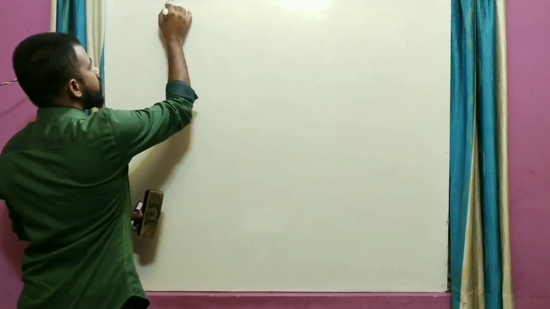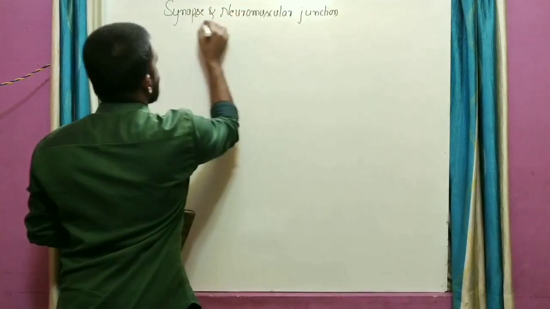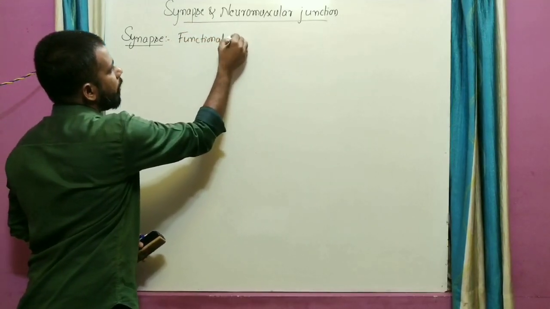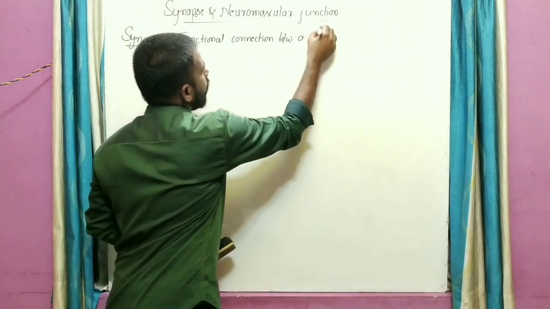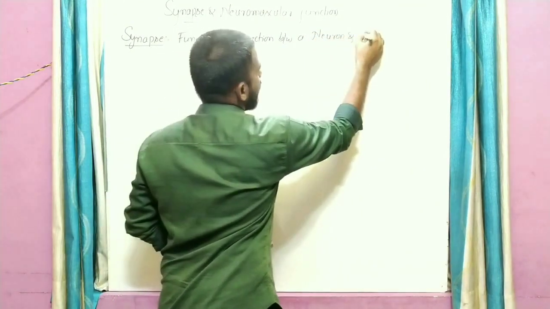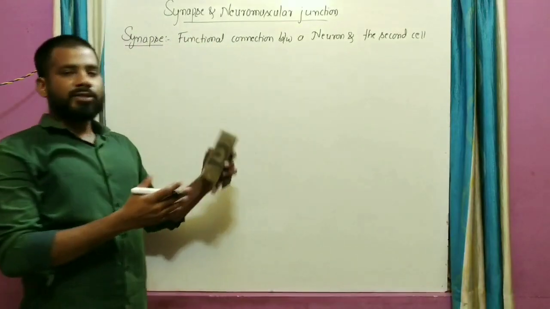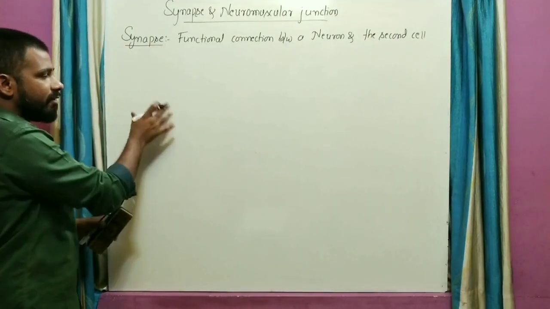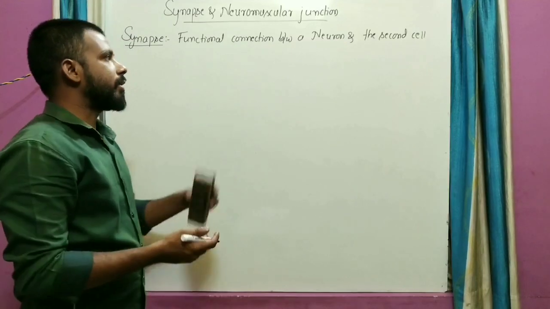Students, in this lecture I am going to explain a concept called synapse and neuromuscular junction. Synapse is the functional connection between a neuron and the second cell. So we could also say the junction between two successive neurons, but here the first cell is always a neuron, but the second cell may be a neuron or a muscle cell or a cell from the gland.